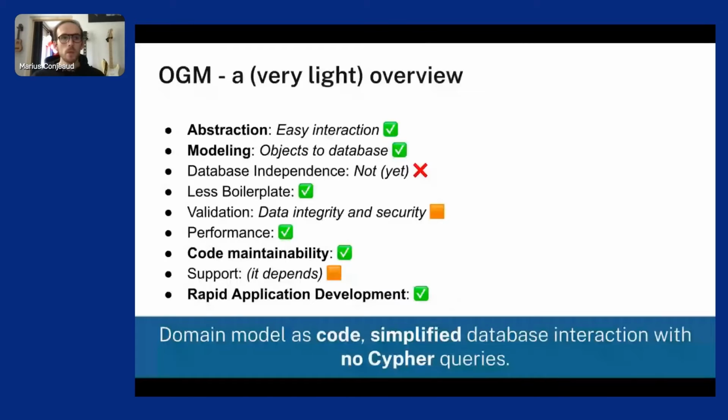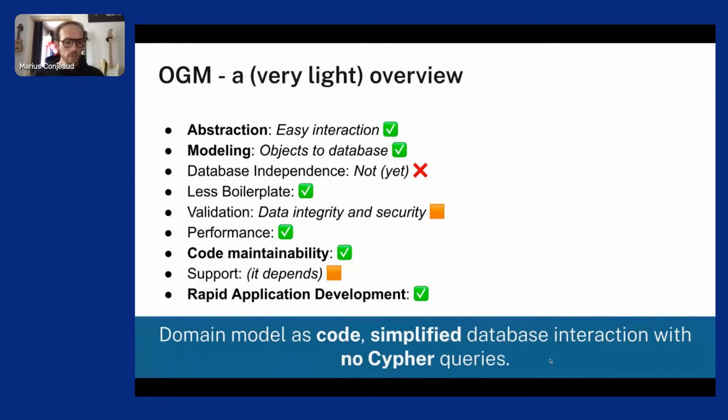So OGM, that's the graph equivalent of an ORM. ORM stands for Object Relational Mapper, and OGM is Object Graph Mapper. So it really uses the same principles. The main difference is that OGMs today are less mature than ORMs in general, because graph databases are just way more recent than relational databases.